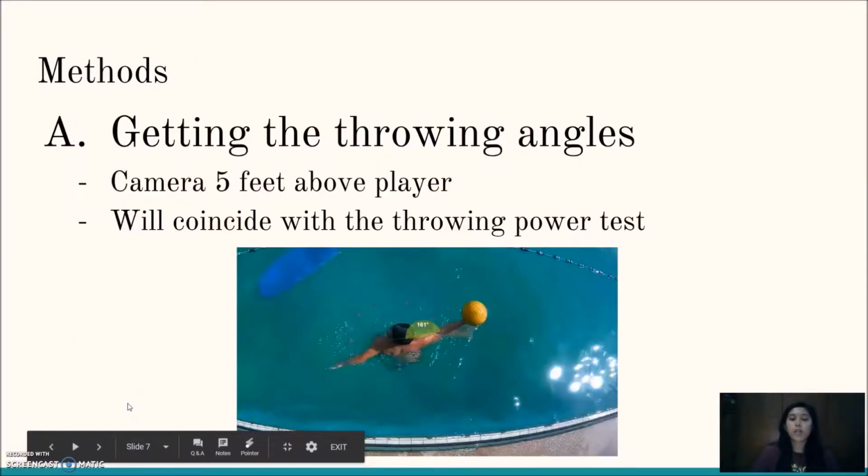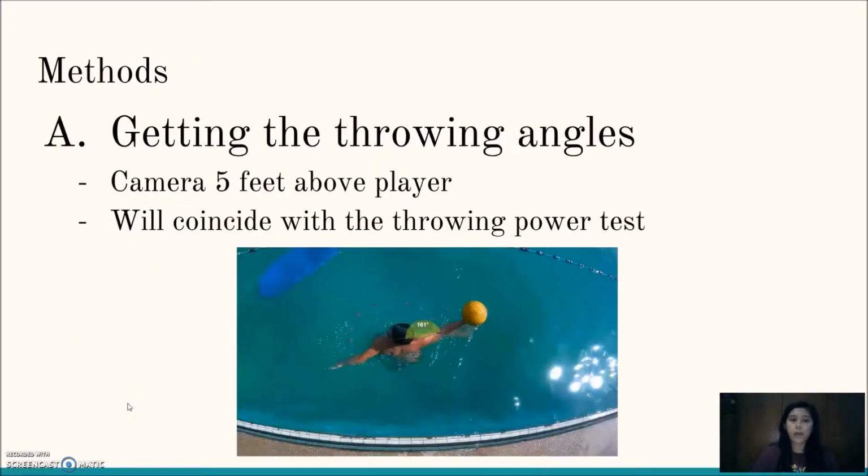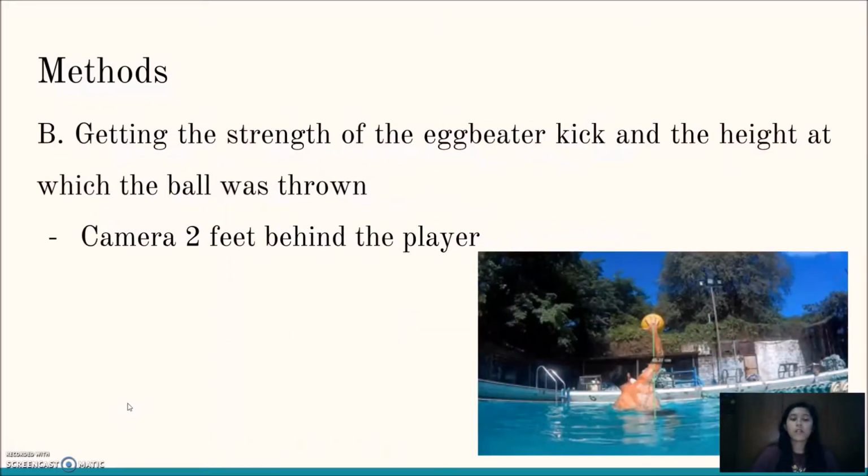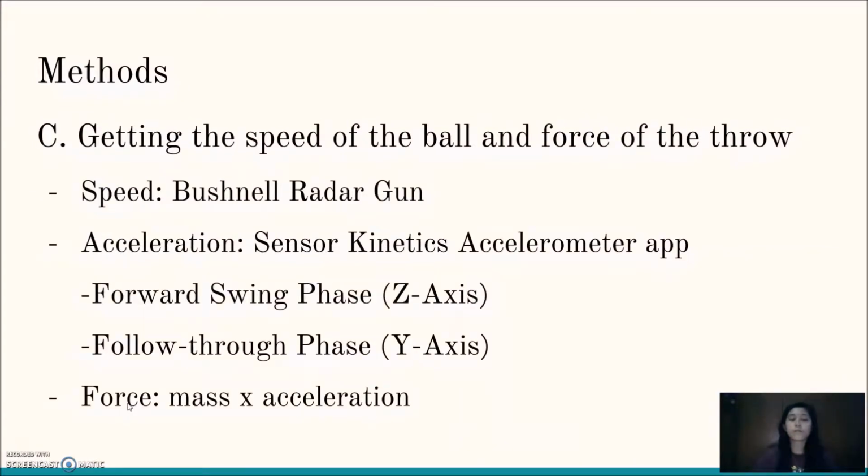We got the throwing angles by placing the camera 5 feet above the player, and the rotational angle was taken from the forward swing phase up to the end of the throw when the ball was released. We got the strength of the egg beater kick and the height at which the ball was thrown. We placed the camera 2 feet behind the player on a stable surface, and the maximum height of the ball before it was thrown was taken into account.